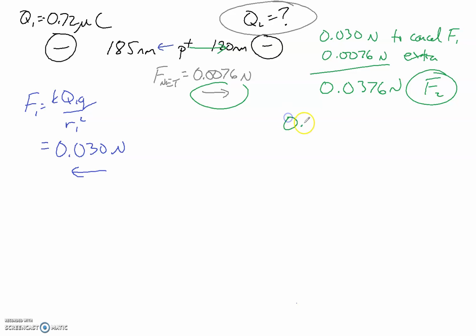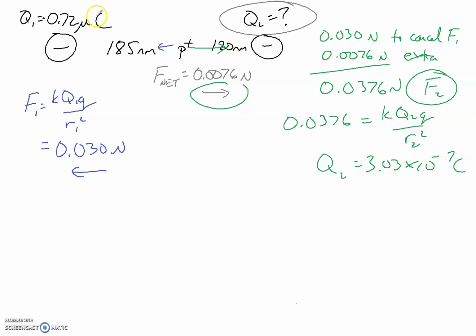So 0.0376 would be force number 2, so that would be equal to KQ2Q over radius 2 squared. The only thing I don't have is Q2, so we can solve for it. So take the 0.0376, multiply it by the 120 nanometer squared, divide by the K, divide by little q for the proton, and you'll have the big charge. So with that, we should get around 3.03 times 10 to the negative 7 coulombs.